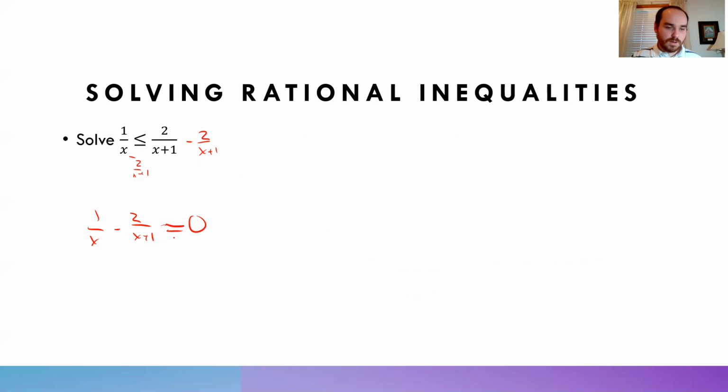Okay, 1 over x minus 2 over x plus 1 equals 0. Now, we want to get rid of these. These are awful to have in the bottom, so we're going to use a common denominator. In this case, we're going to use x times x plus 1. So we multiply this by x times x plus 1.